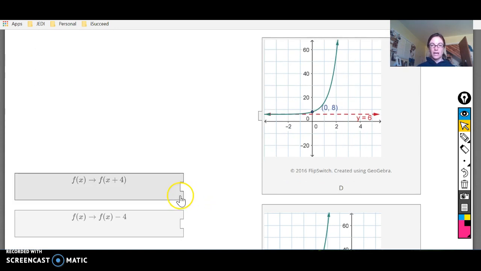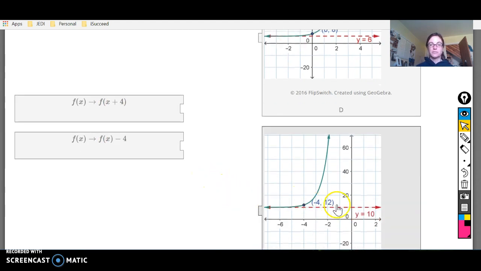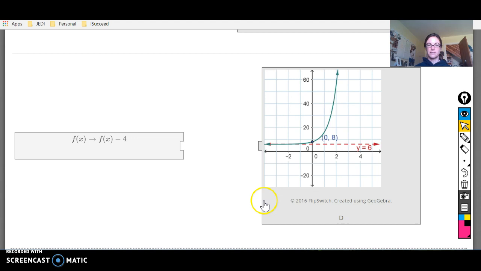Okay, so now I have x plus 4. So remember, when they're inside the parentheses like this, we're going to go opposite, and I'm going to move to having my asymptote still at y equal 10, so I'm not moving vertically at all, but I'm moving that value to a negative 4 and 12. So those are going to match up there.